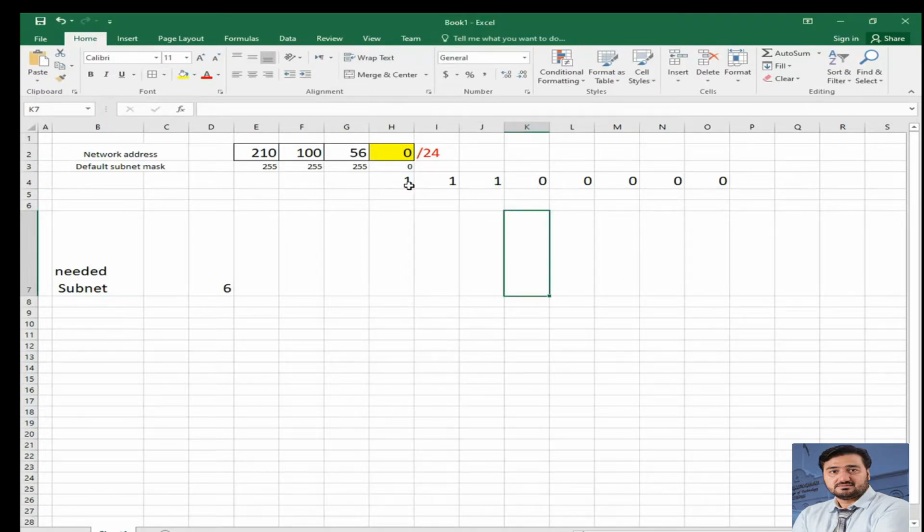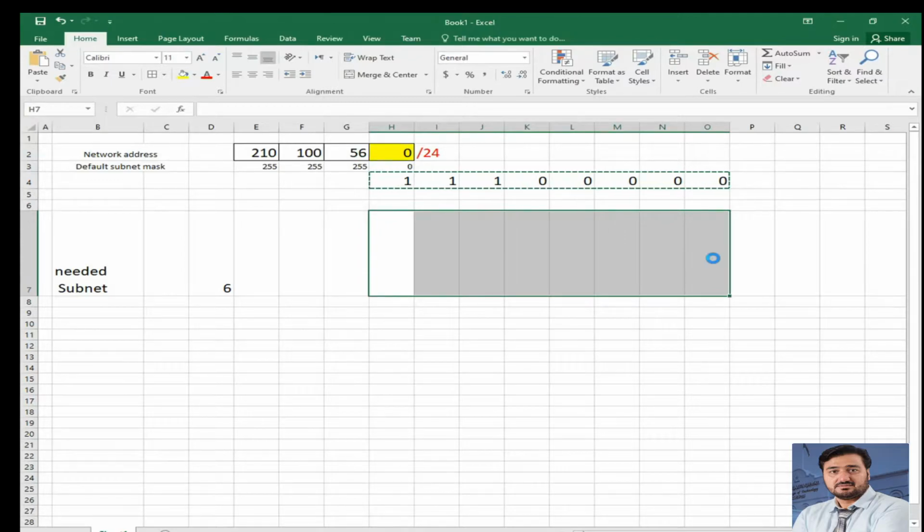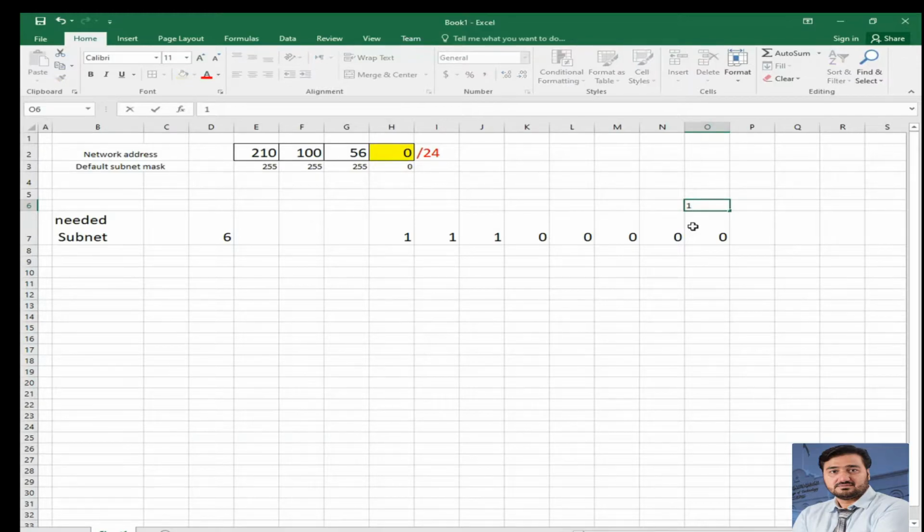So now I'm going to borrow these 3 bits. So what is the position? What is the value here? Now let me draw the scale, so then you will better understand. 1, 2, 4, 8, 16, 32, 64, and 128. See here, this is our scale. These are the values. So this bit value is 128. This bit value is 64. This bit value is 32.